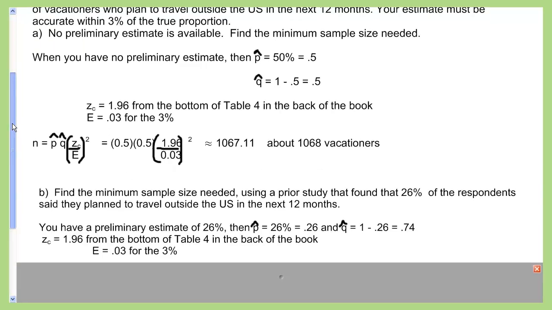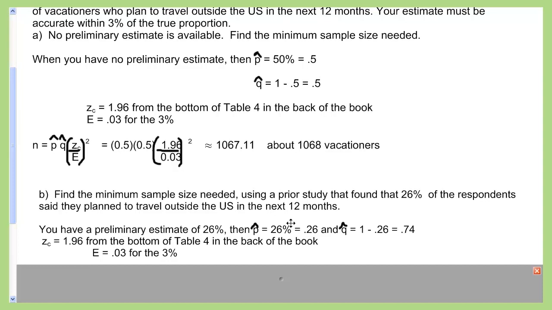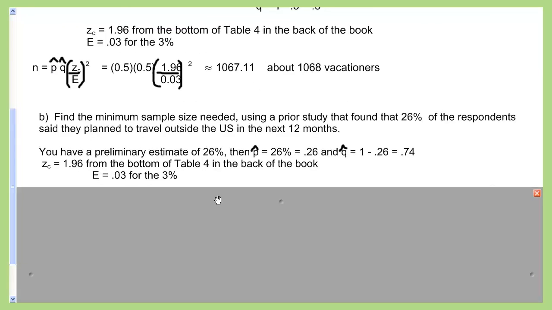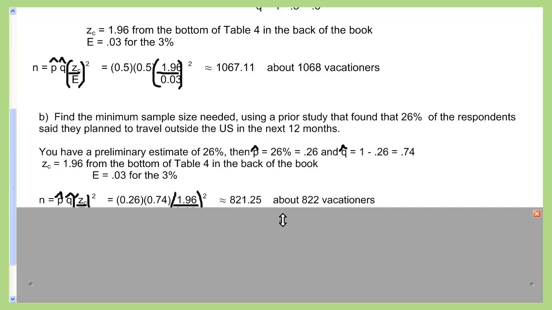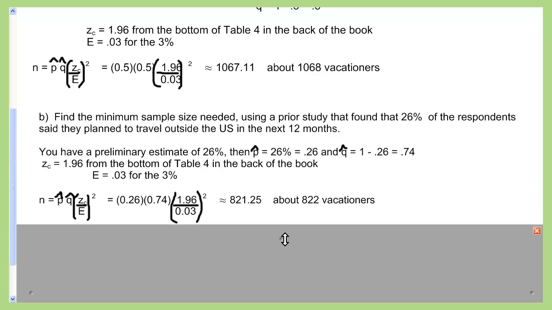So there's my confidence interval. 95% is going to be 1.96. I want at least a 3% estimate to get a true proportion, and so I substitute those numbers in, and this time I get about 822 vacationers. And that's quite a difference, because if I was trying to save money and save time, I'm talking to 200 less people than I am there.